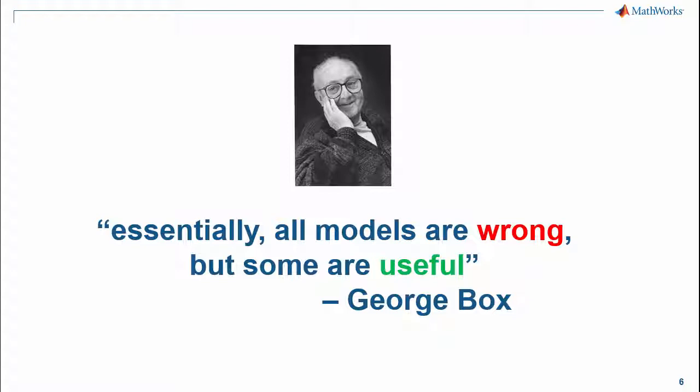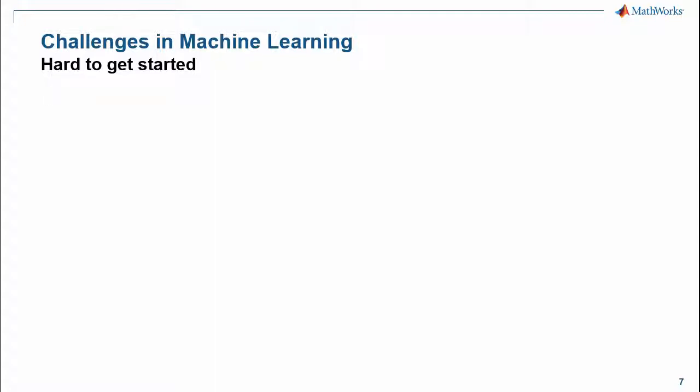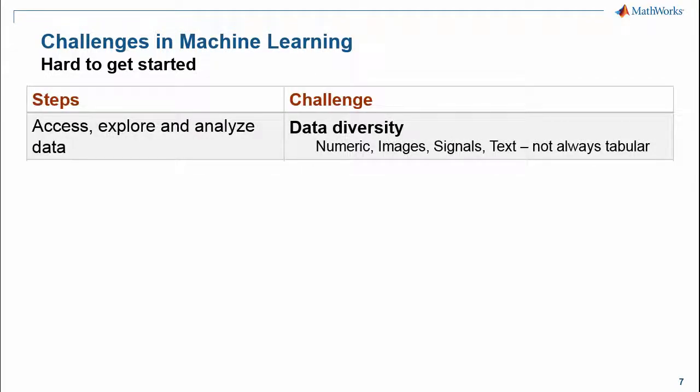Machine learning models can explain complex patterns in data. But to apply machine learning successfully, you need to find useful models, and that can be a challenging task. In reality, there's not one but several challenges in every step of the machine learning workflow. Data comes in all shapes and sizes. It could be simple numeric data such as from financial data feeds or sensor signals, or could be streaming images from a camera or text data. Real-world datasets are usually messy and not always tabular.